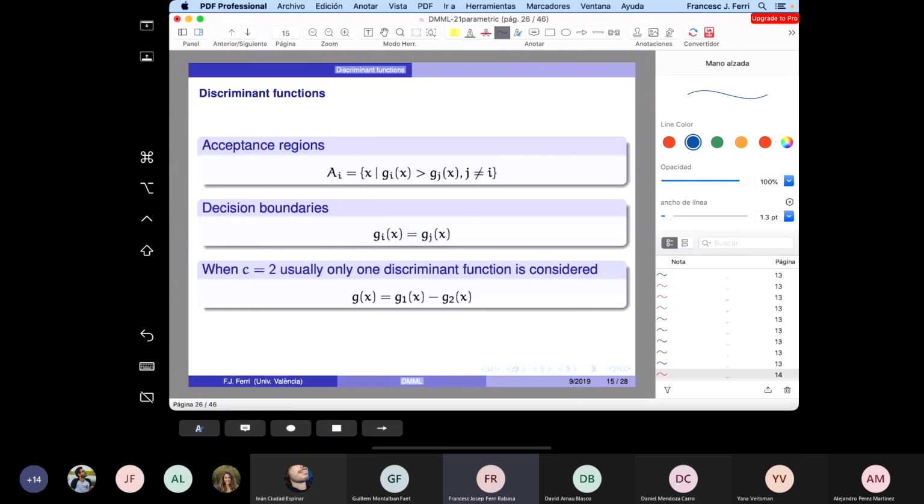Usually, when we only have two classes, instead of using two discriminant functions, it's quite common to define a single discriminant function. In this case, instead of taking the max of two functions, we use the sign function. When this function is positive, then class 1 is greater. When this function is negative, then the other class is greater. This is the usual thing.